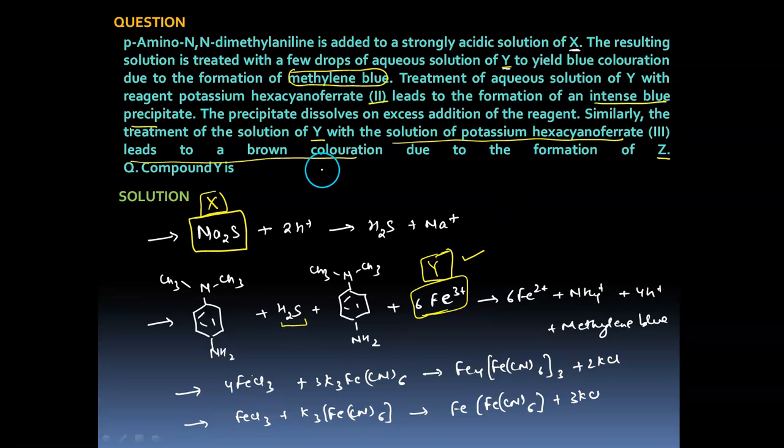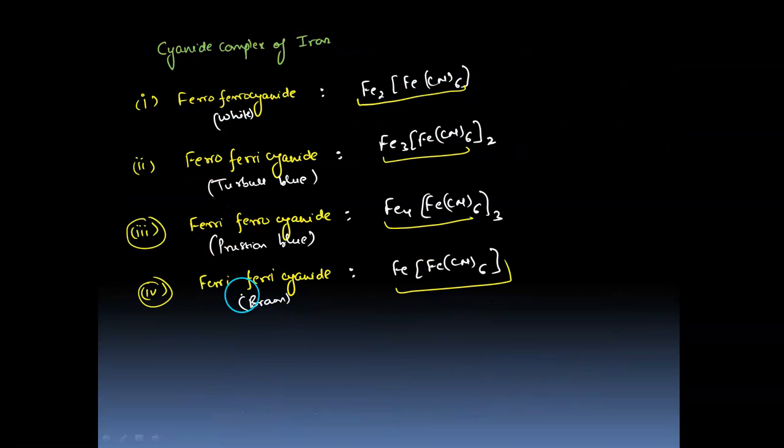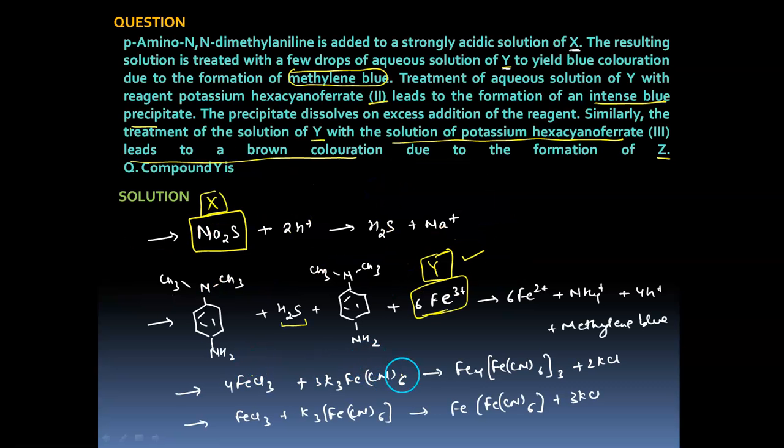Now we know Z is formed due to treatment of Y with potassium hexacyanoferrate(III), and it gives a brown coloration. So if you know the cyanide complexes of iron, you would know that it is arising because of this, right? And the earlier blue coloration is arising due to Prussian blue formation, right? So the answer for this would be this molecule. So Z would be this ferriferricyanide.